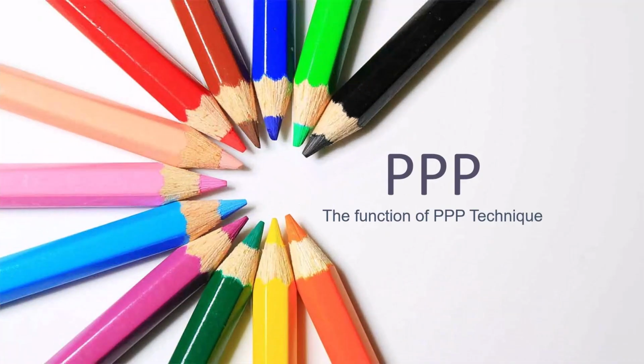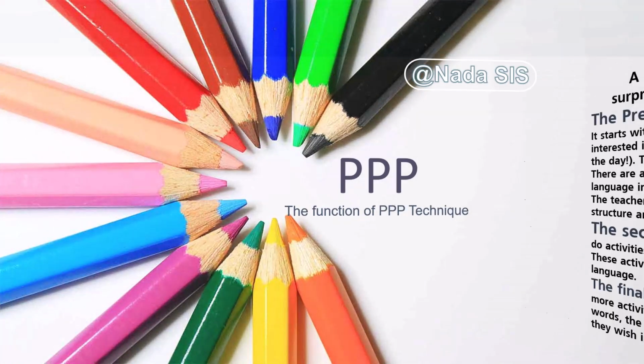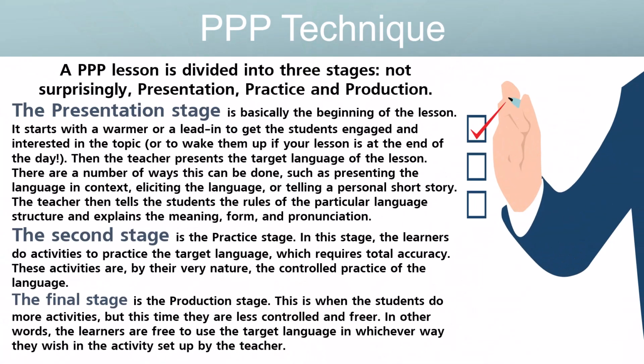The function of PPP Technique. A PPP lesson is divided into 3 stages, not surprisingly: presentation, practice, and production. The presentation stage is basically the beginning of the lesson. It starts with a warmer or a lead-in to get the students engaged and interested in the topic, or to wake them up if your lesson is at the end of the day. Then the teacher presents the target language of the lesson.